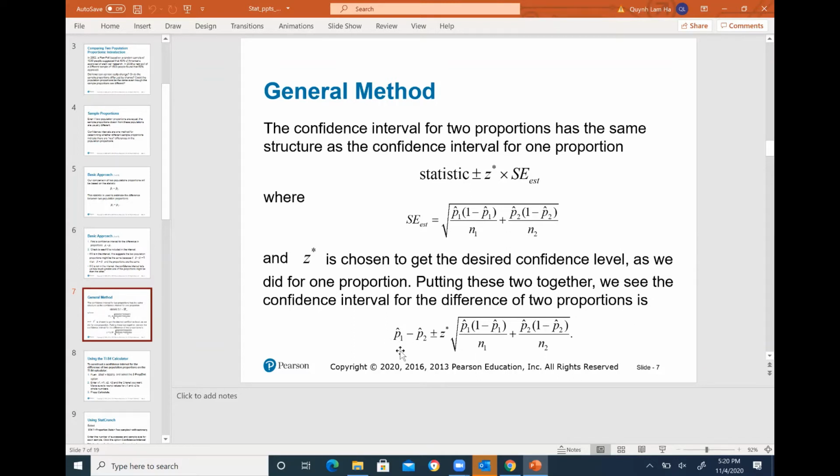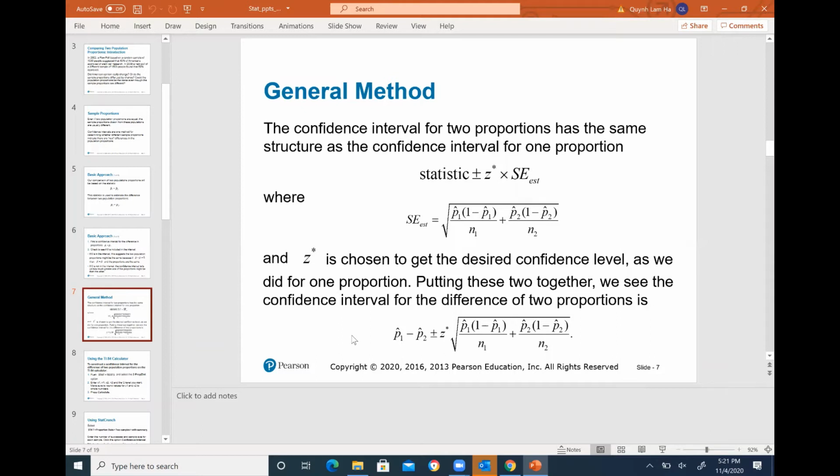Putting these two together, we see that the confidence interval for the difference of two proportions is the following. You have P hat 1 minus P hat 2, or P1 minus P2, plus or minus Z star times the square root of P hat 1 times 1 minus P hat 1 divided by N1, and so on. Some people might say, it's so confusing. When do I use P? When do I use P hat?